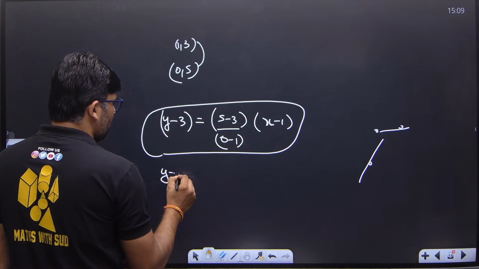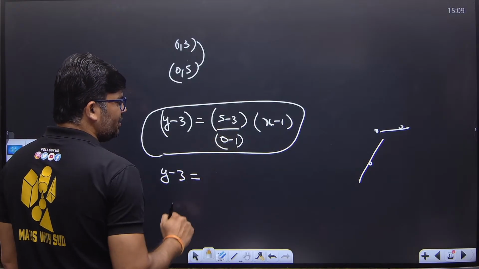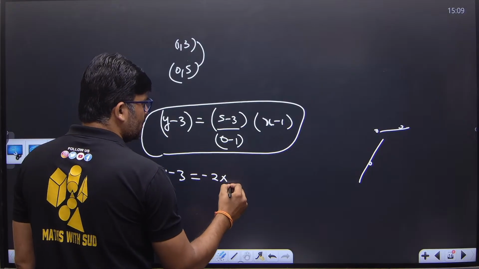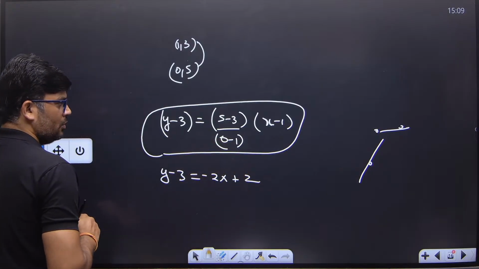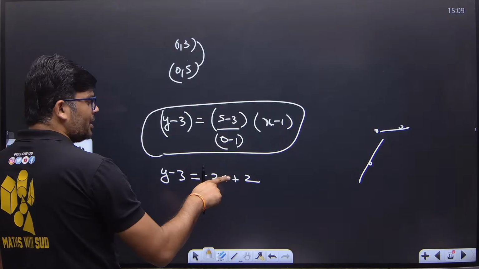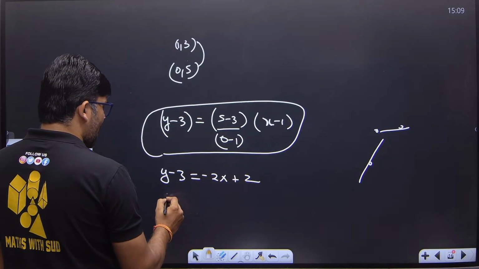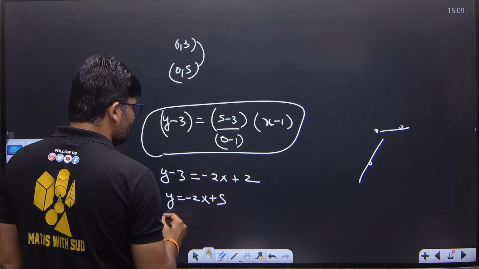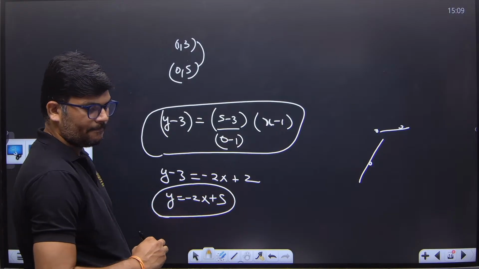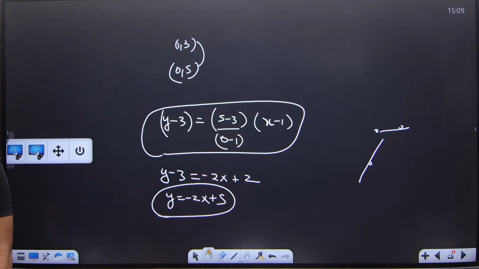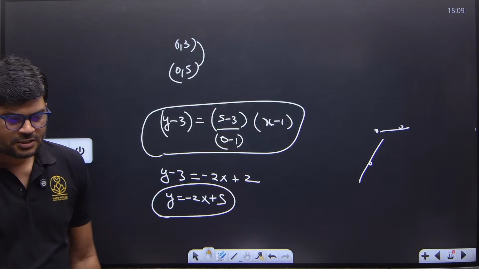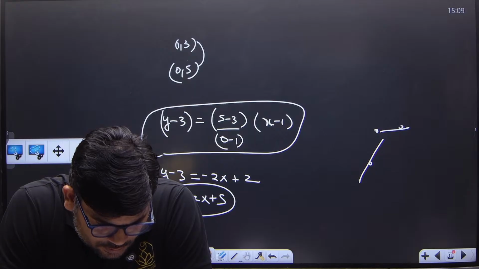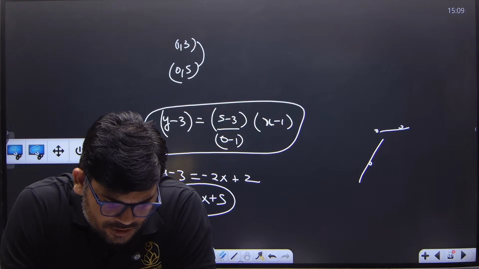So we will again solve it. 5 minus 3 is going to be 2, and 2 by minus 1 is going to be negative 2x plus 2. Negative 2. And if I multiply, you will get negative 2x plus 2. So y is going to be negative 2x, minus 3 will go on the other side. It will become plus 5. Okay. So this is what is being asked, which is the required equation.